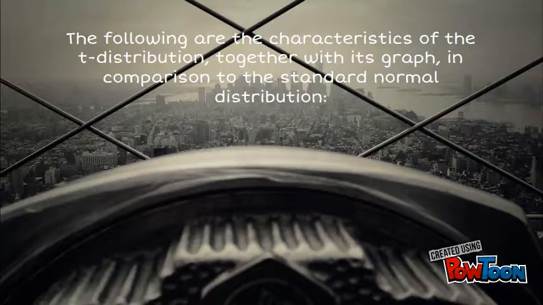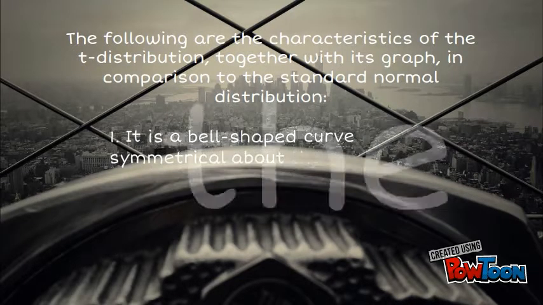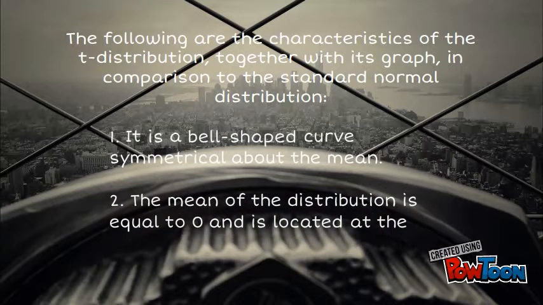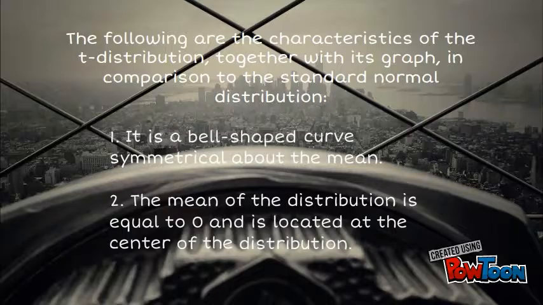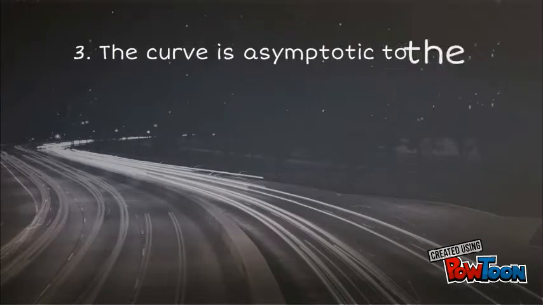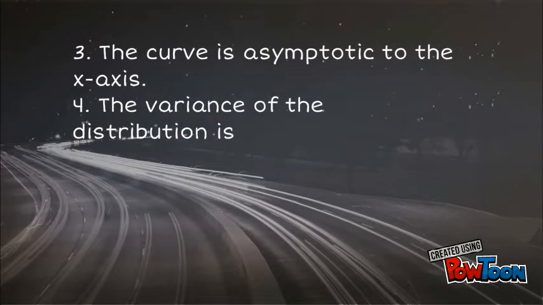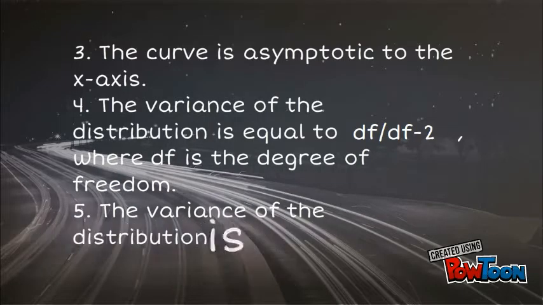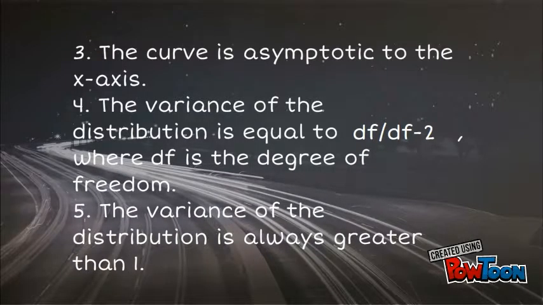The following are the characteristics of the t-distribution, together with its graph in comparison to the standard normal distribution. First, it is a bell-shaped curve symmetrical about the mean. Second, the mean of the distribution is equal to 0 and is located at the center of the distribution. Third, the curve is asymptotic to the x-axis. Fourth, the variance of the distribution is equal to df over df minus 2, where df is the degree of freedom. Fifth, the variance of the distribution is always greater than 1.